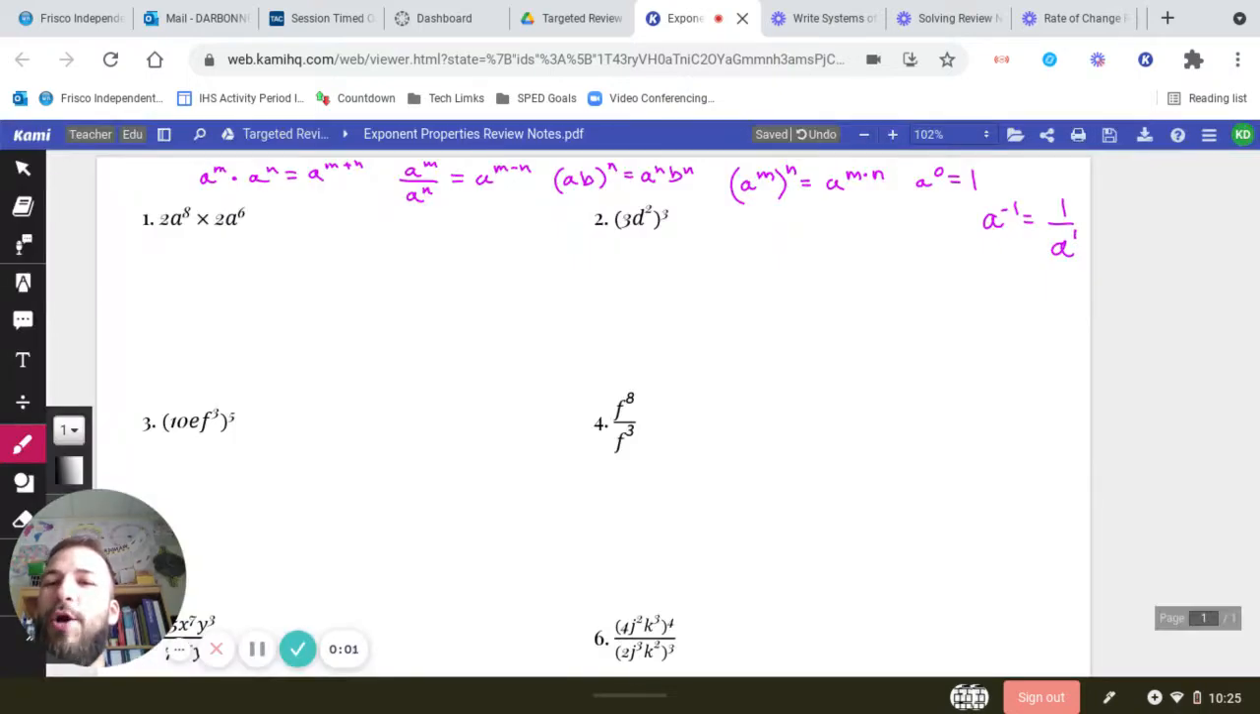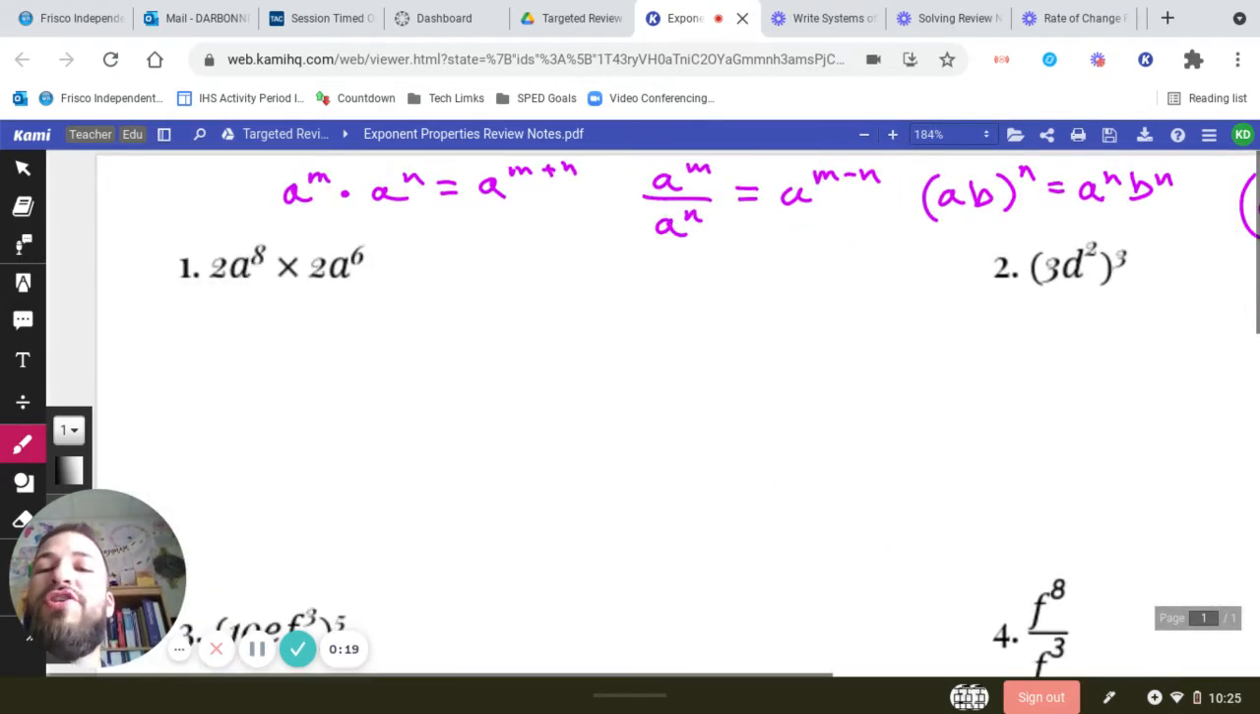Hey y'all, so I'm just going to help you with exponent properties. We did them right before break, way back in the day. So if you forgot them, they're all up there at the top. You do also have that exponential foldable that we made, and you'll have these on your star chart. So you don't have to have these memorized. I'm just going to have them there to kind of help us.